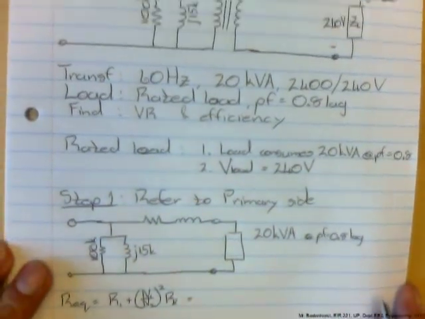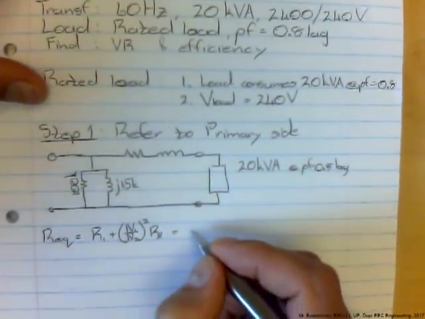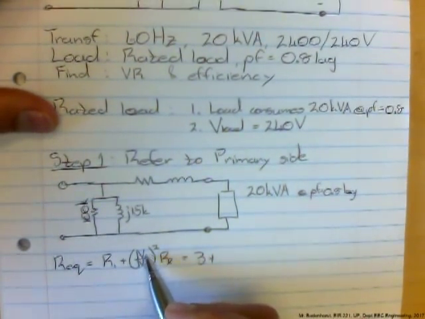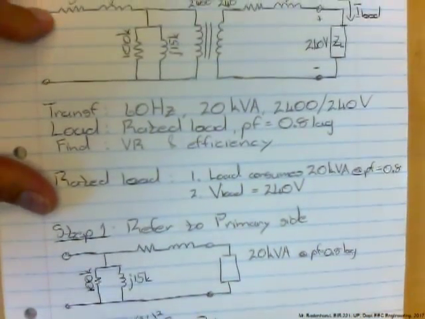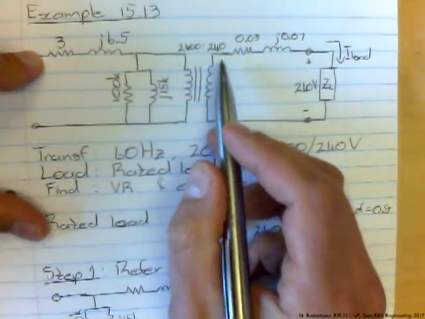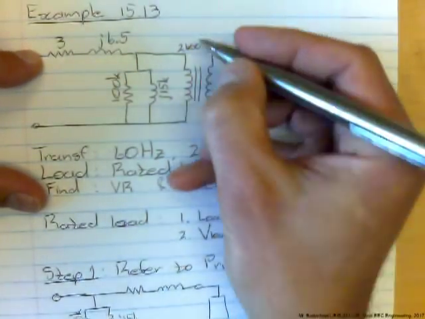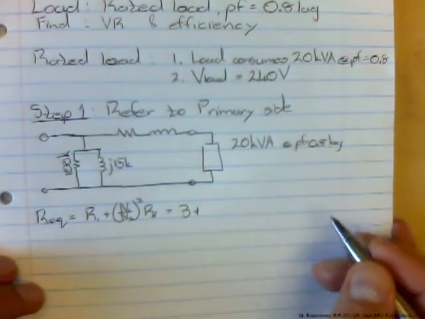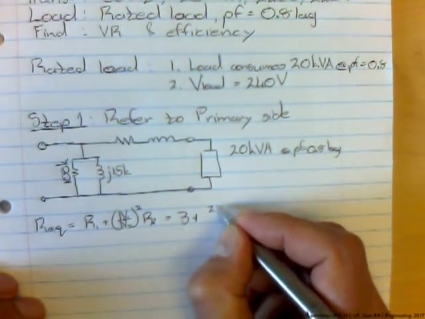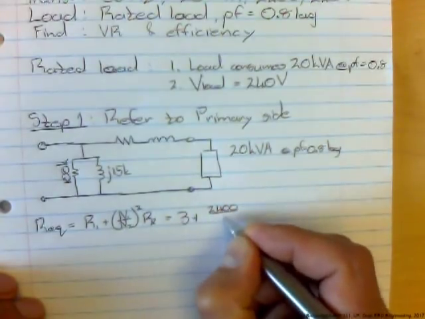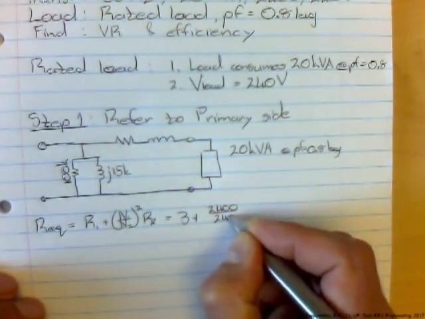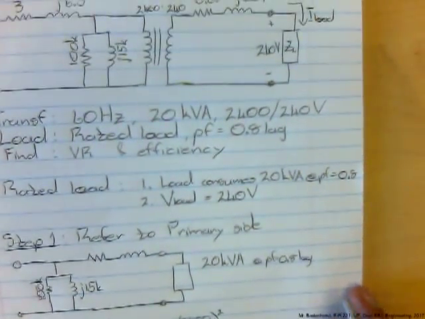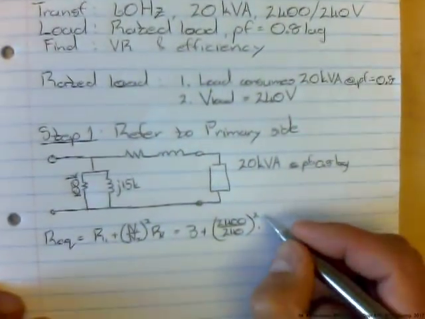So what is R1? Our R1 value there is 3 ohms, so it's 3 plus, what is our turns ratio? The turns ratio N1 over N2 is exactly the same as the voltage ratio, and for this transformer it's 2400 to 240, so it's effectively like saying it's a 10 to 1, but I'm going to write it out as 2400 over 240, so we know it's going to be a 10 to 1 squared, and then the resistance is 0.03.